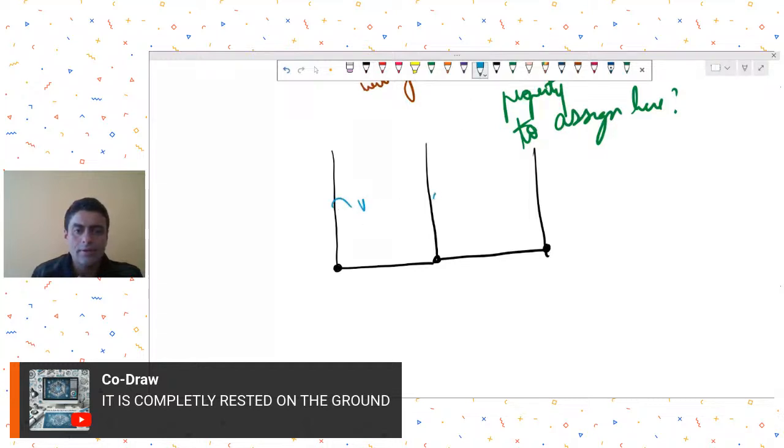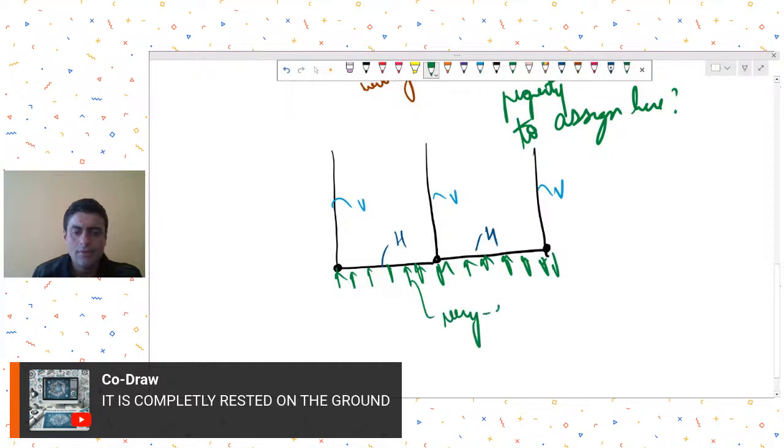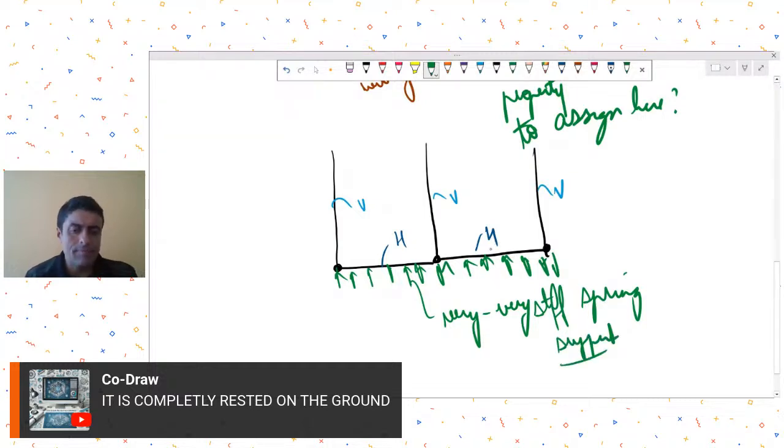So this is your vertical. This is your horizontal. You model it like this, and all throughout, you provide some very, very stiff spring supports, like a supporting system in the software. Why very, very stiff? Because it is resting on ground, which can be assumed to be of a very high stiffness. So very stiff spring supports you could assign to this entire bottom member at the node points, also at the member points also.